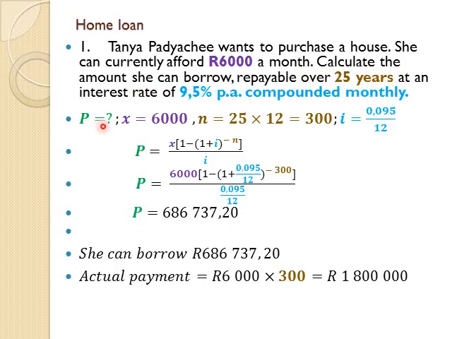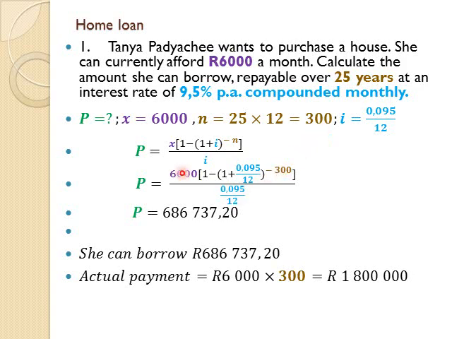Right, so P is what we're looking for. She's paying 6,000 Rand every month. 25 times 12 gives me 300 payments. And i equals 0.095 divided by 12, compounded monthly. Substitute in 6,000 times (1 minus (1 plus 0.095 over 12) to the power negative 300).